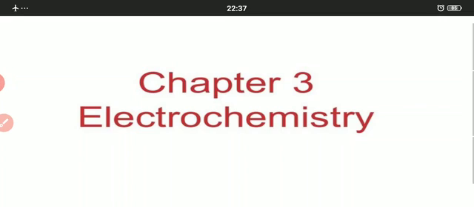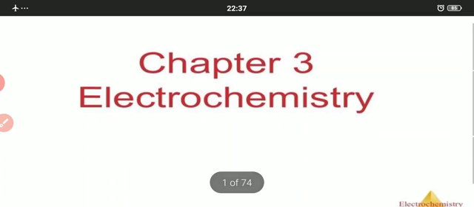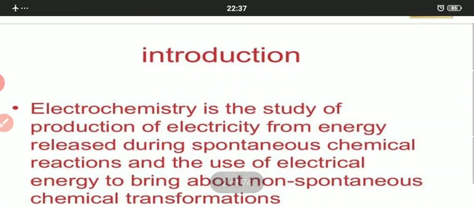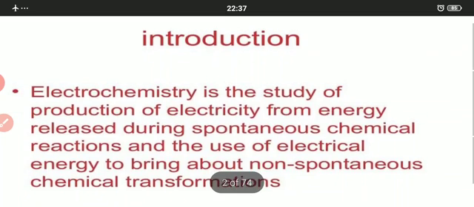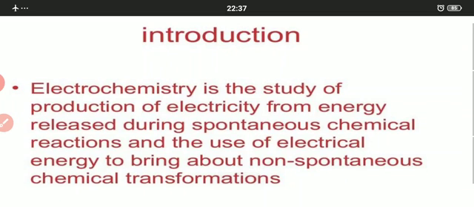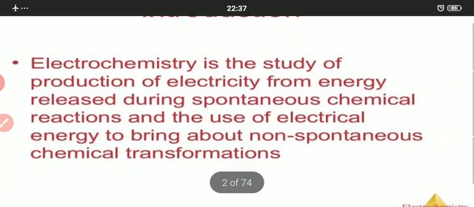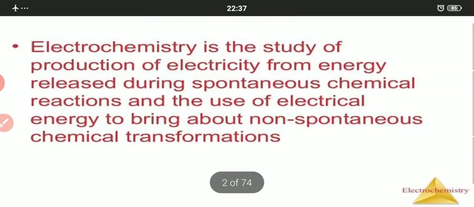Today we start with chapter 3, that is electrochemistry. In electrochemistry, first we discuss what is electrochemistry. So electrochemistry is the study of production of electricity from energy released during spontaneous chemical reaction and the use of electrical energy to bring about non-spontaneous chemical transformation.